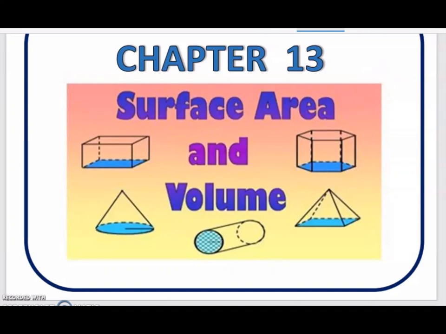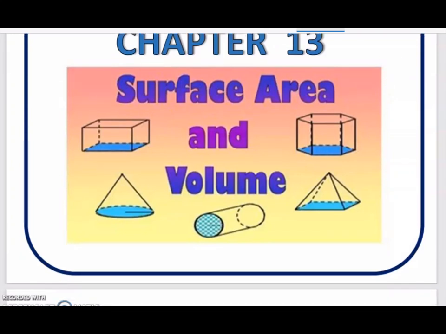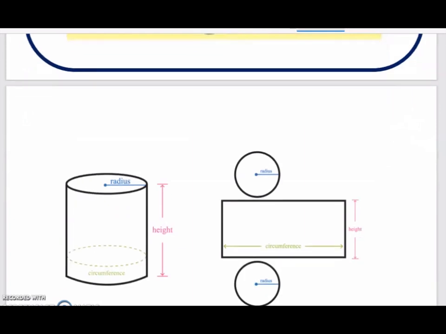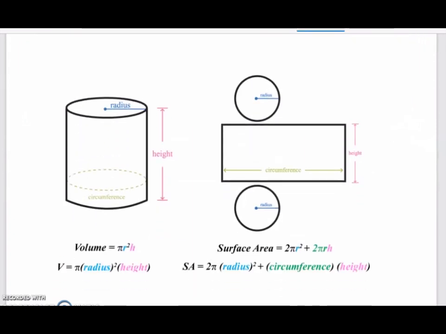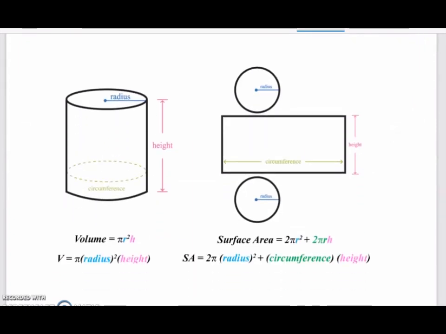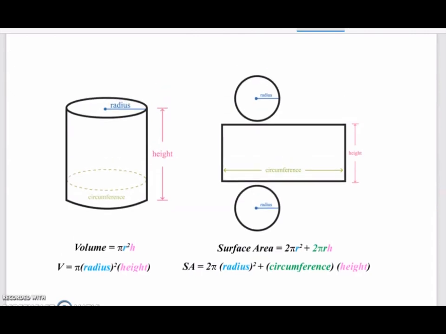So in continuation of chapter 13, that is surface area and volume, we will now begin with the next solid shape, that is cylinder. So in this entire exercise, the next exercise, we will be dealing with the surface areas of cylinders. In the previous one, we have done surface areas of cubes and cuboids.